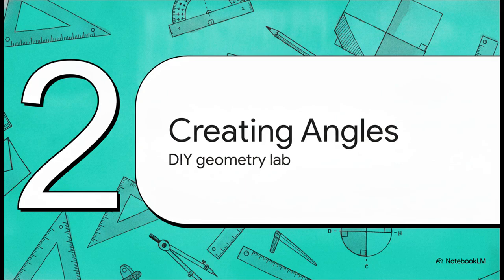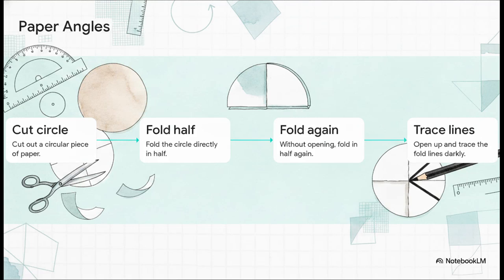Section 2. Creating your own angles, a DIY geometry lab. Now that we know what an angle physically feels like, let's head into our DIY geometry lab to engineer a very specific, foundational type of angle. We're going to make it using just a blank piece of paper.